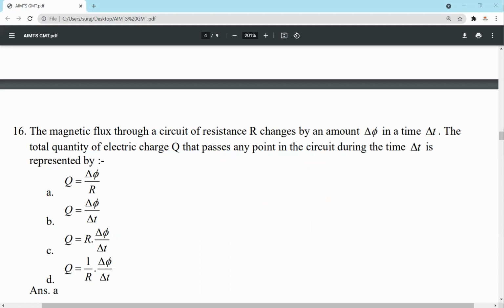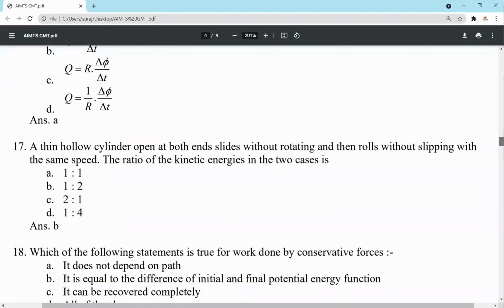Question number 17. A thin hollow cylinder open at both ends slides without rotating, and then rolls without slipping with the same speed. Find the ratio of kinetic energy in the two cases.